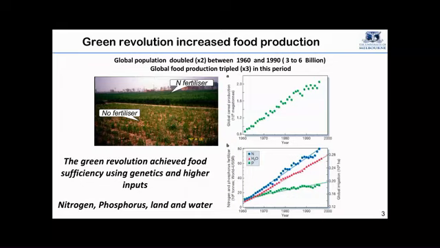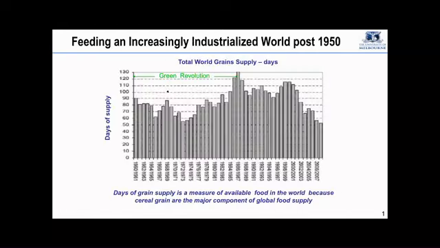between 1960 and 1990, 30 years, when the world population doubled from 3 to 6 billion, global food production tripled. So we went from a situation in 1960 to, by the time we got to 1990, having doubled the days of supply from about 60 to 130 in global grain.